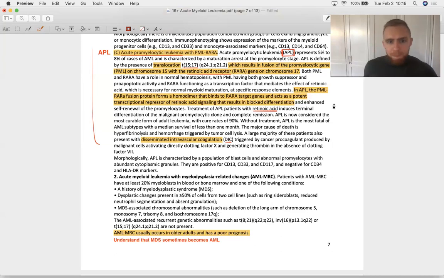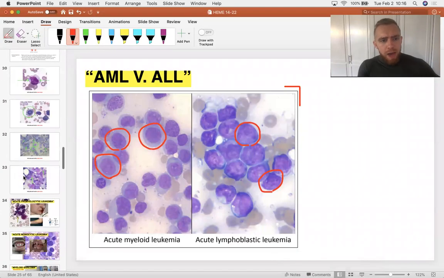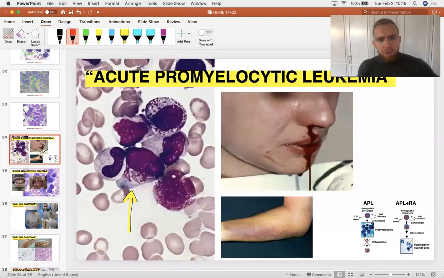Really cool. So last thing of major importance is that APL loves to present as DIC. Remember, in DIC, you've got prolonged bleeding times and clotting times. You've got low factors, low platelets, and elevated D-dimers. Here is an APL with a lot of Auer rods in the cytoplasm of this one blast. Here's DIC on the upper right.